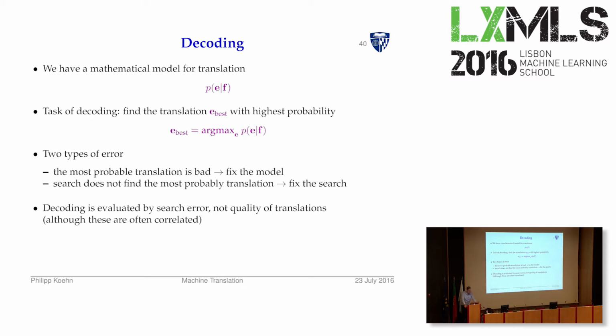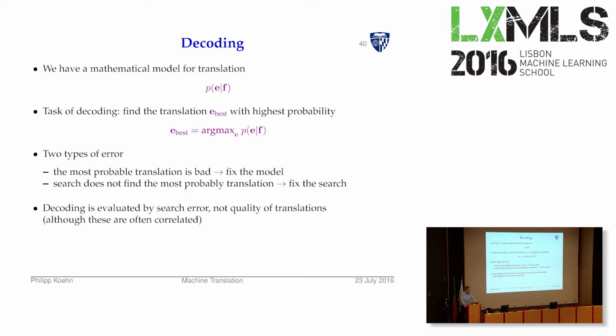Okay, so the next thing we have to do is actually do translation with these models. This is also a great application of how you search through the space of all possible sequences that you can produce from the source sentence, and do this efficiently and quickly. So the goal of decoding is to find the most probable translation, not to find the best translation. There's an important distinction to be made.